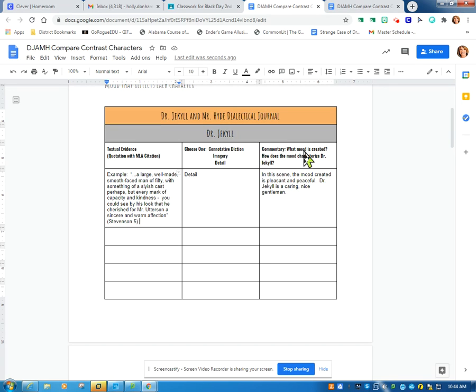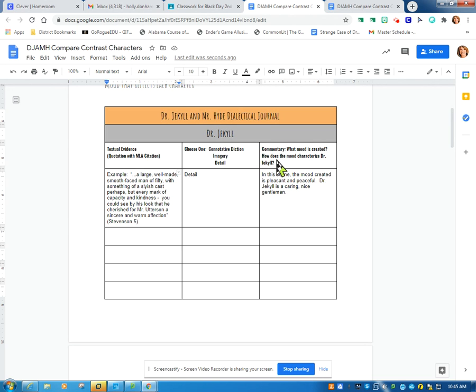Okay? What mood is created by this quote? He's a smooth-faced man of 50 with something of a slyish cast, but every mark of capacity and kindness. You could see by his look that he cherished Mr. Utterson a sincere and warm affection. So the mood that is created, and I make a complete sentence, in this scene, the mood created is pleasant and peaceful. And you might even say friendly.